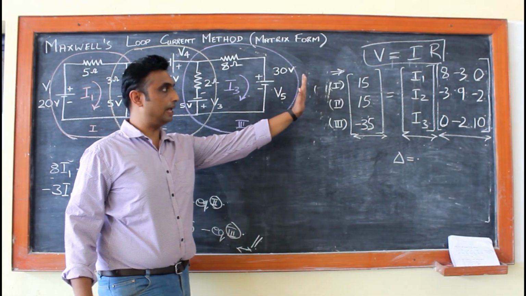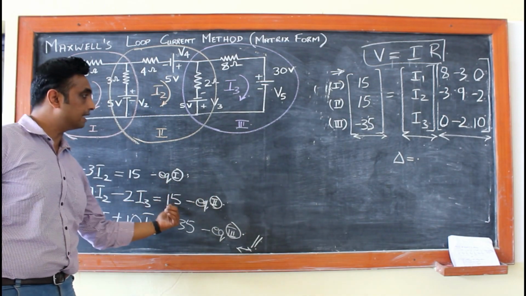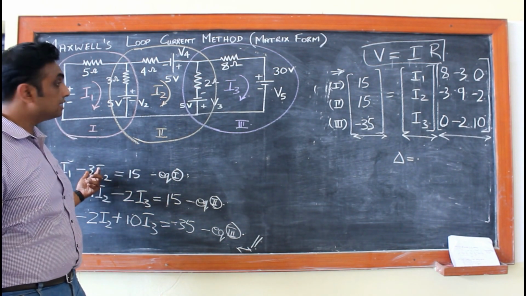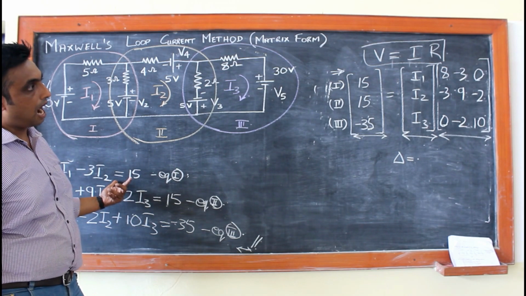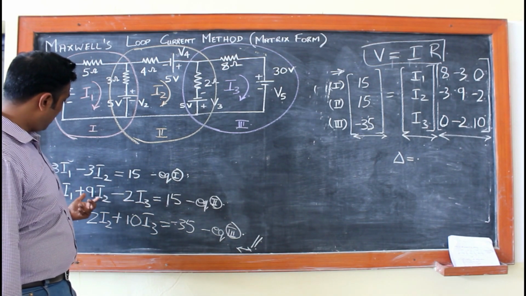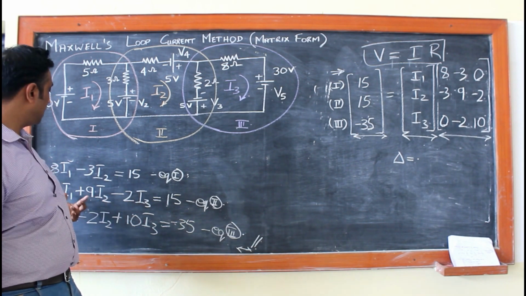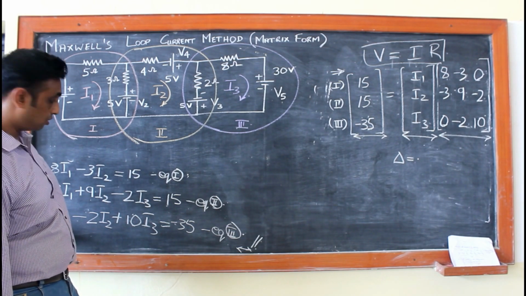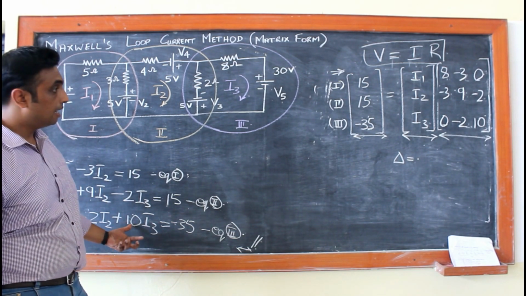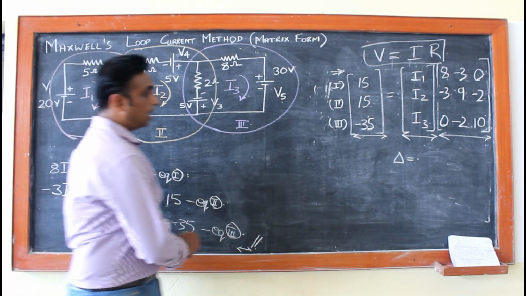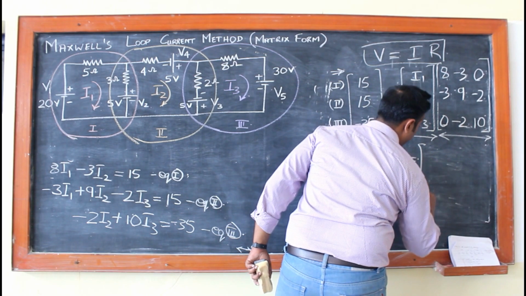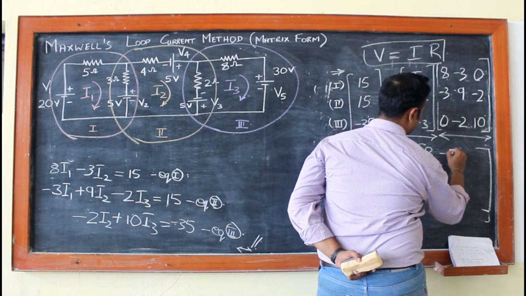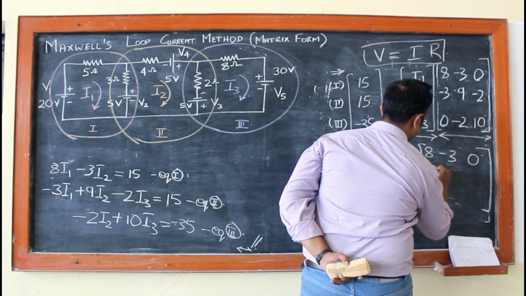Now we have entered all the values depending upon these three equations. So we have 15, 15, minus 35. We have 8, minus 3 and 0 since I3 is not there. We have minus 3, plus 9 and minus 2 since we have all I1, I2, I3. And we have 0 since I1 is not there, minus 2 and 10. So now our resistance matrix is this. We have to find out the determinant of this.